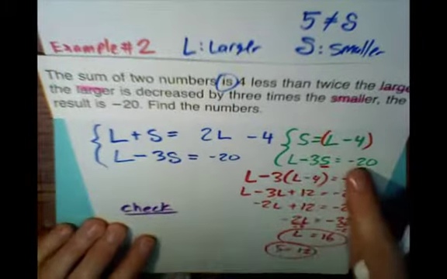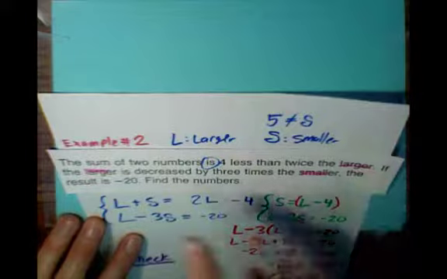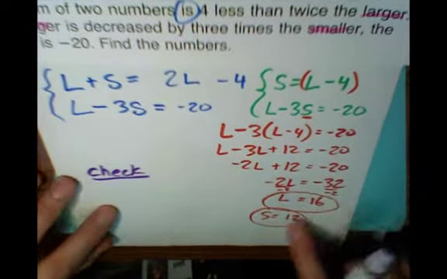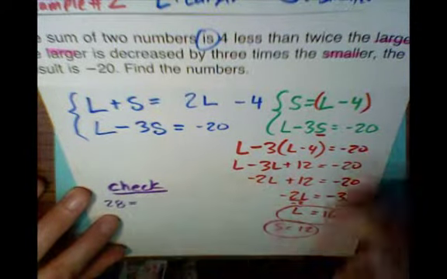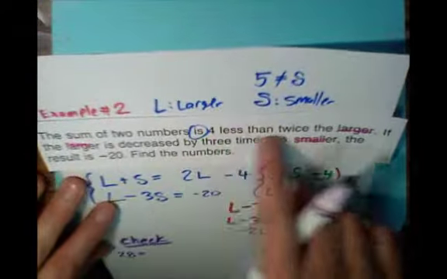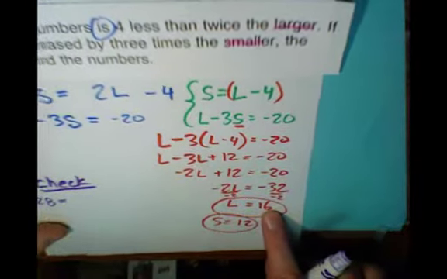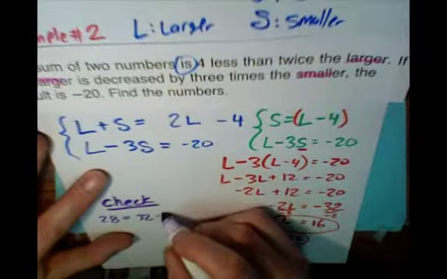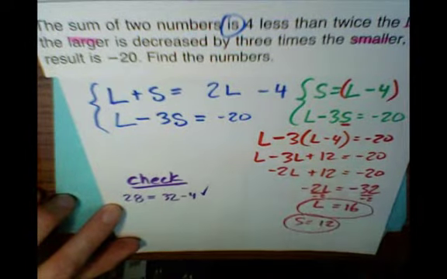Don't check against the original equations. Check against the original word problem. The sum of two numbers. Well, we found 16 and 12 to be the two numbers. 16 plus 12 is 28. The sum of two numbers is 4 less than twice the larger. Well, the larger is 16. Twice the larger is 32, and we want it to be 4 less than. So 28 is, in fact, 32 minus 4. Check.